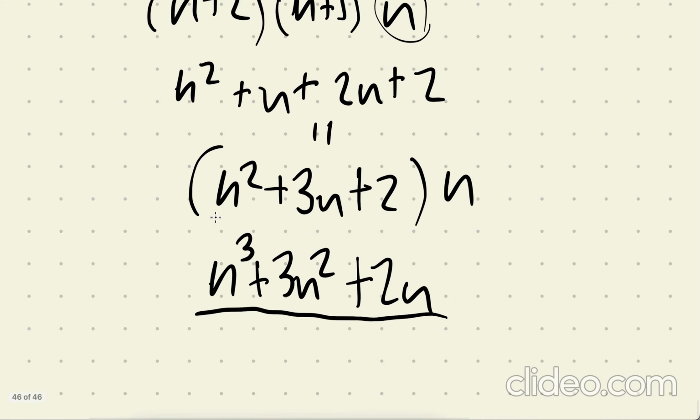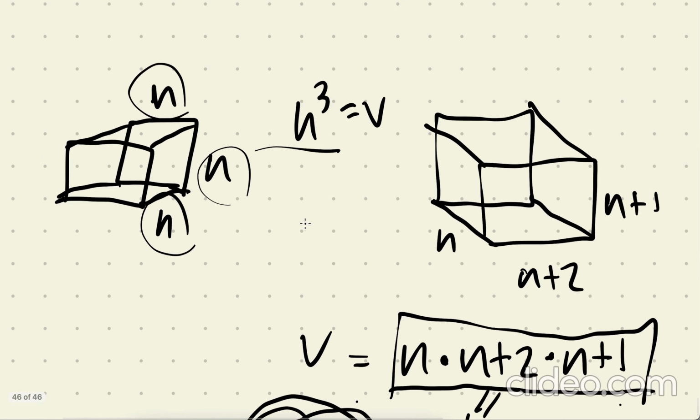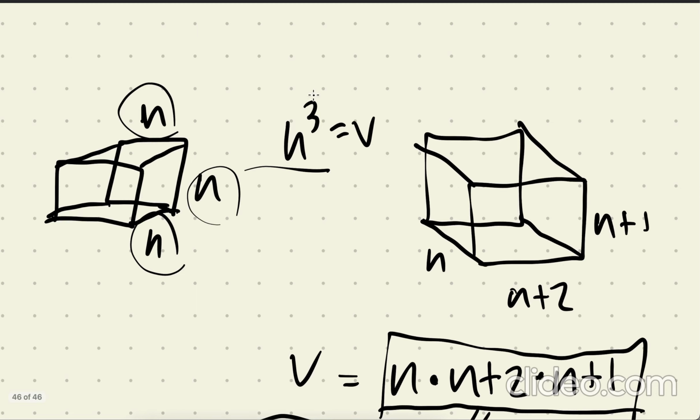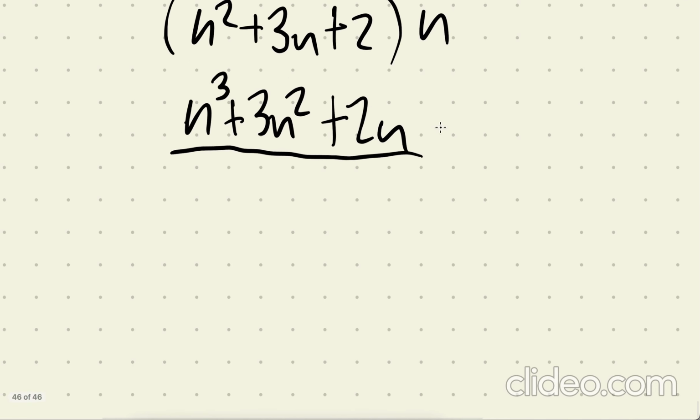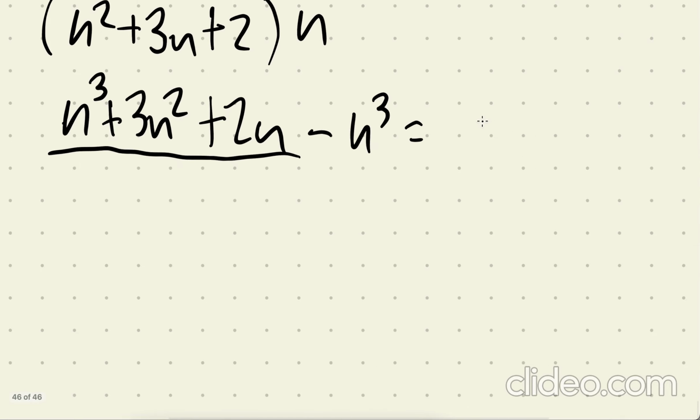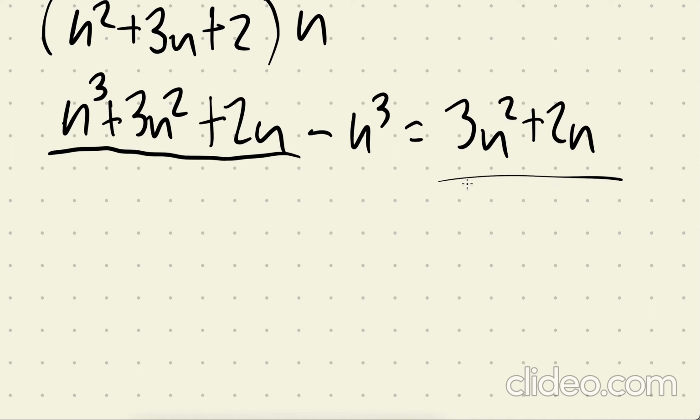But now we have to find the difference from the original. So our original volume was n to the power 3, n cubed. So now we have to subtract that n cubed. And what are we going to get? We're going to get 3n squared plus 2n. And this is going to be our answer. And that would be answer A.